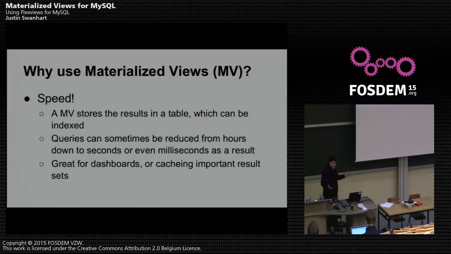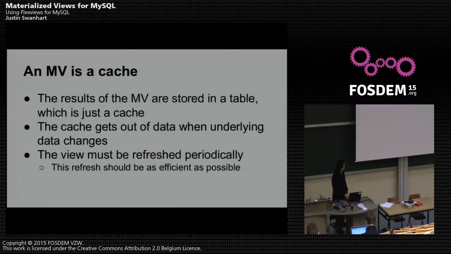So why would you want to use them? Well, speed is the biggest reason, right? So the results are in a real table, again. So that table can be indexed or partitioned, or you do whatever else you need to do to get good performance. As a result, you can take complex queries that count star over a billion rows and just look in the table to get the count of rows. And so it's basically instant rather than minutes or hours. Right? So it's great for dashboards, caching important result sets, anything that really needs a lot of speed.